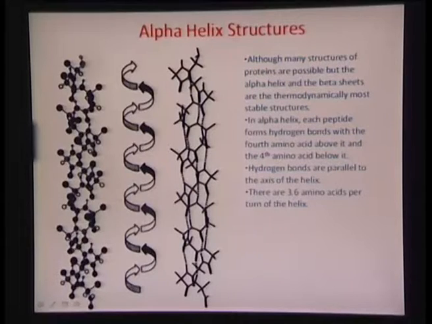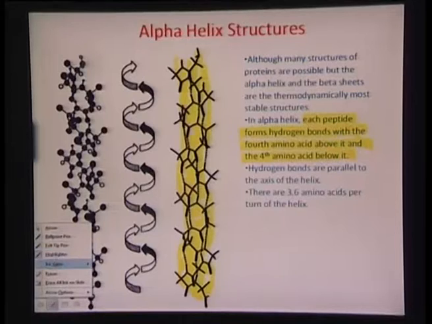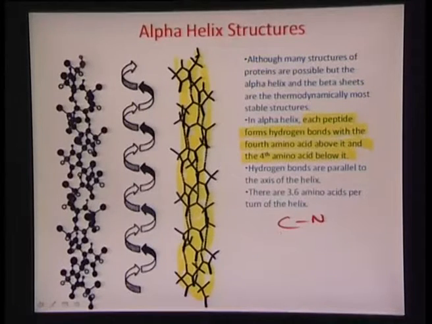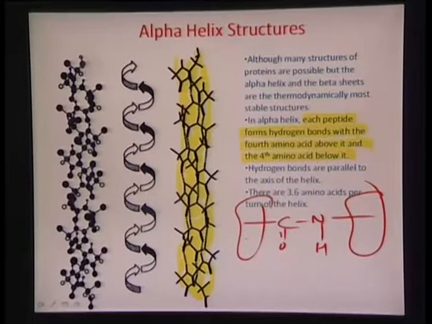In the alpha helix, as you see right here, you can see an alpha helix in this region. Each peptide here forms hydrogen bonds with the 4th amino acid above it and the 4th amino acid below it. The way it goes is that this peptide linkage, which is essentially this C, N, double bond O and H here, and then you have the other portion of the protein on both sides here, the alpha carbon and things attached to it.